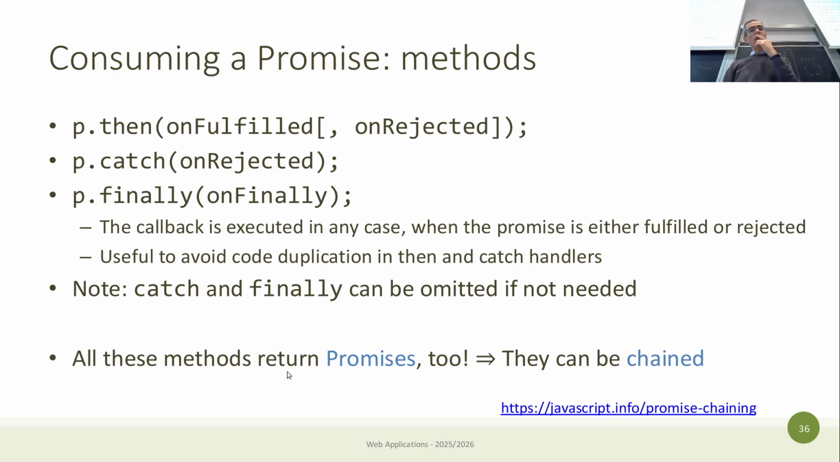The nice thing we should mention is that all these methods, then, catch, finally, return something and actually return new promise objects. So in short, you can chain promises together. So you have a promise, dot then, and then you can put a second dot then or dot catch and so on. Because each one of these methods, then, catch, finally, returns a new promise that will be settled once the previous one is settled, okay? Good.